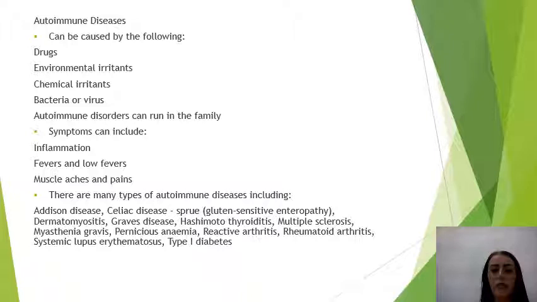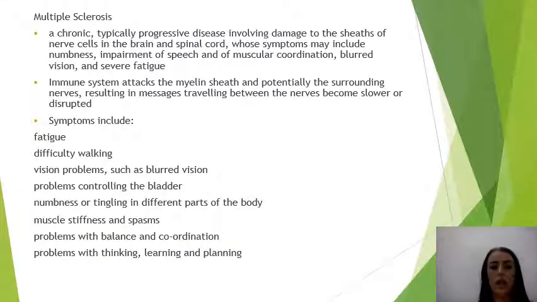There are many types of autoimmune diseases, including Addison's disease, celiac disease, dermatomyositis, Graves' disease, multiple sclerosis, reactive arthritis, rheumatoid arthritis, type 1 diabetes. I'm now going to have a look at 2 in greater detail. The first one I've chosen to look at is multiple sclerosis.